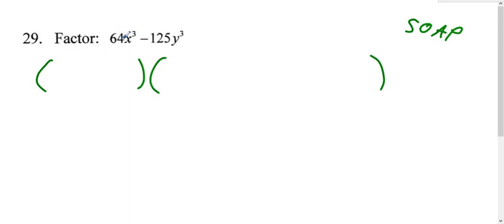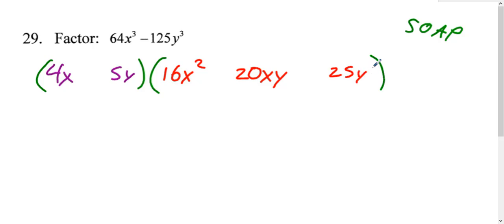So the cube root of 64, that's 4 times 4 times 4, so it's 4x. The cube root of 125 is 5, and then y. Then you square the first term, so 4x times 4x is 16x squared. Then you multiply the 2 terms together, so 5 times 4 is 20, x times y is xy. And then you square the back. Squared, multiplied, squared. So 5y squared is 25y squared.